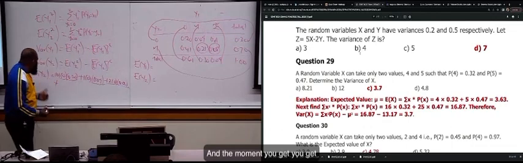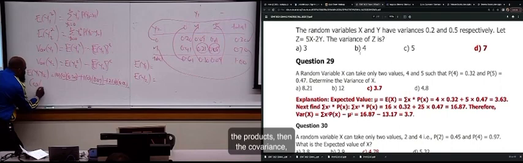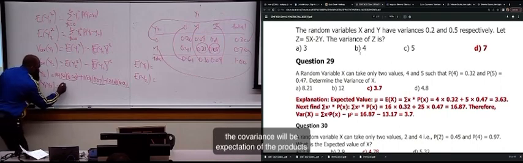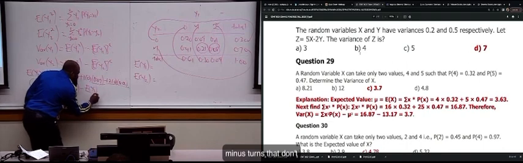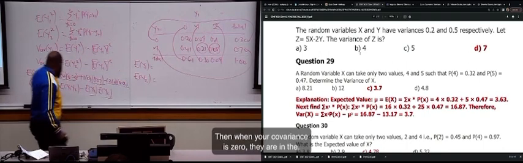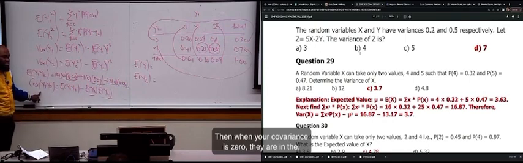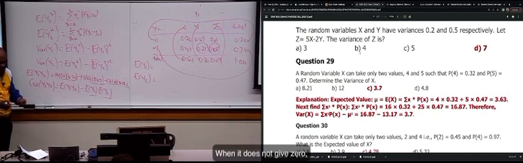The moment you get the expectation of the product, the covariance will be the expectation of the product minus this times that. Don't forget, you've gotten this and this before. When your covariance is 0, then the two variables are independent. When it does not give 0, they are not.